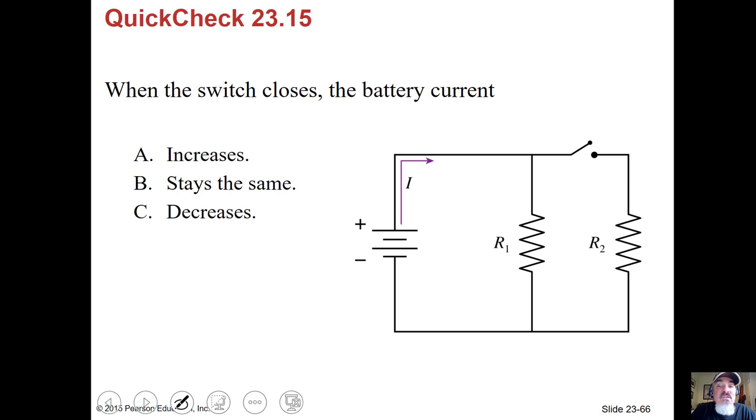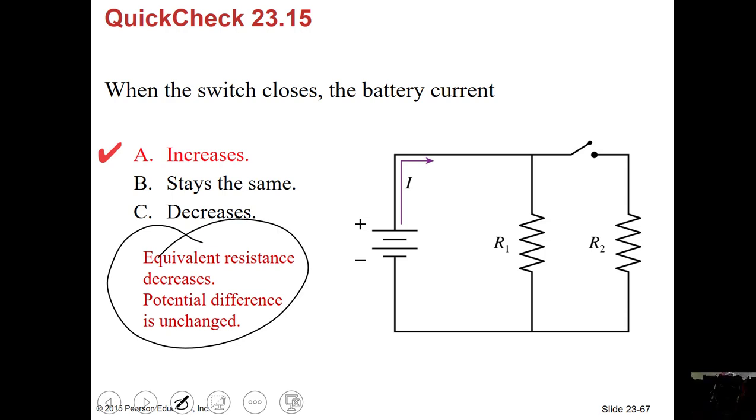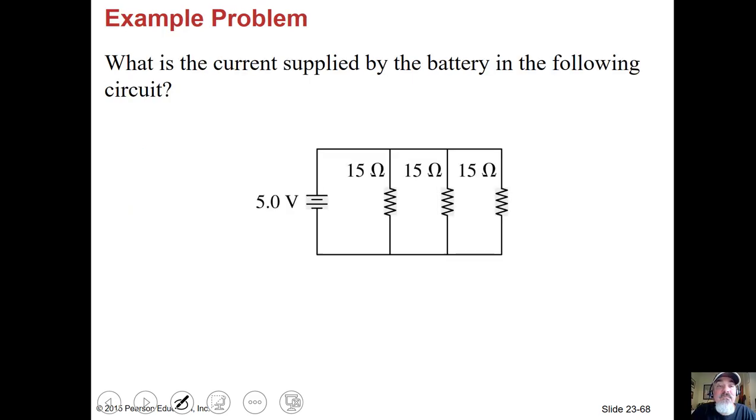So when the switch closes, the battery current, what happens? So right now the switch is open. Here, the switch is open, so we only have current going this way. Now when you close the switch, the overall resistance of the circuit is going to go down, because now you've got 2 different pathways. The overall resistance goes down, the current is going to have to go up. Okay, as it says here.